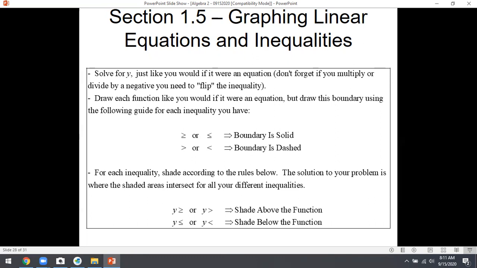And your job will be to either shade above the line or below it. If the inequality was y is greater than or equal to, you're looking for y's that are bigger than this line. And y's are bigger than the line as you go up vertically, so you would shade above the line in that case. Conversely, if it says y is less than or equal to, or less than, and you're looking for y's lower than the line, you would shade below.